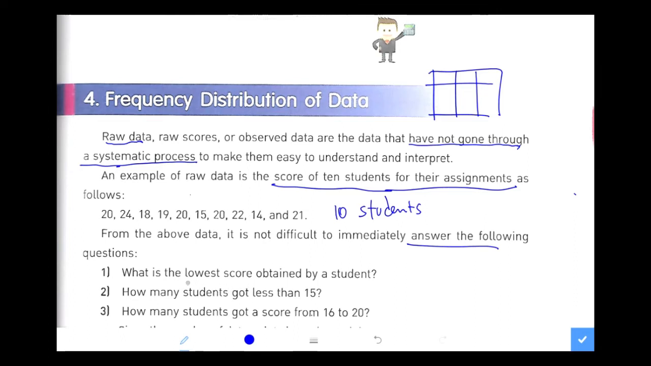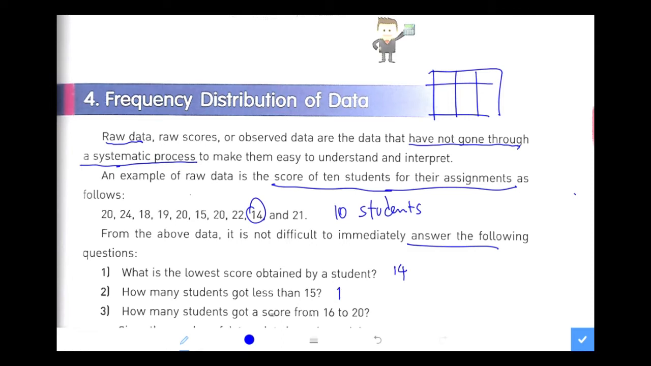Something like this: what is the lowest score? You just go back and look. 14 is the lowest, so you just write 14. Very easy. How many students got less than 15? You go back. Less than 15: just one. This guy got 14, less than 15. So just one of them.